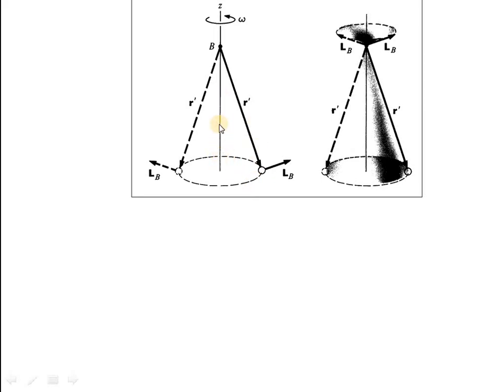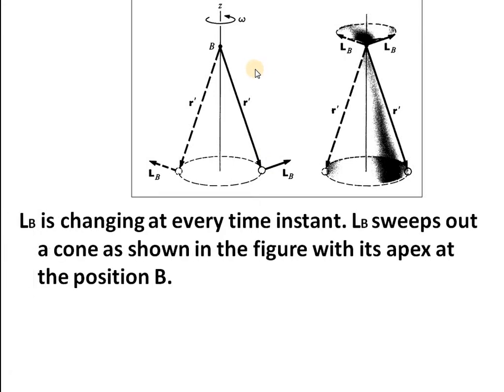LA is, as you know, always directed upward. Similarly, the vertical component of LB will also be added upward, as shown in the figure. So the sum of the angular momentum will be like that. And LB is, as I told you, changing every time. But LA is not changing.